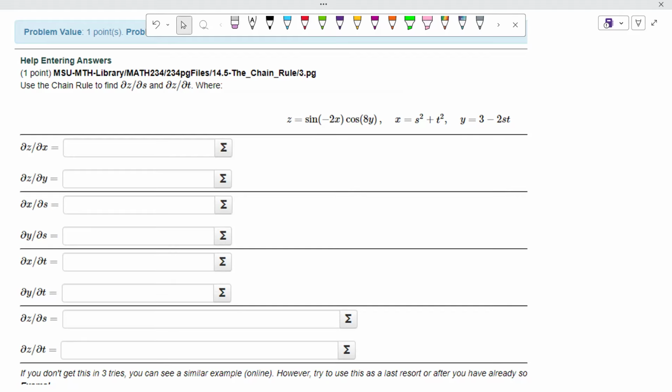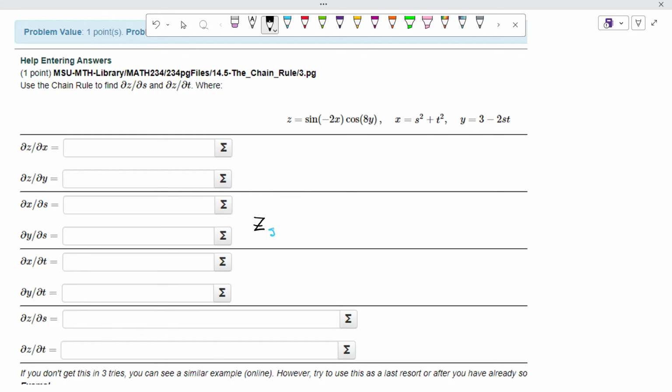Well, I'm gonna want to find the derivatives of z, the partials with respect to x and y. And then I'm going to want the derivatives of x and y with respect to s. So, z_s, that's ultimately the thing that I want to find. Z partial s.